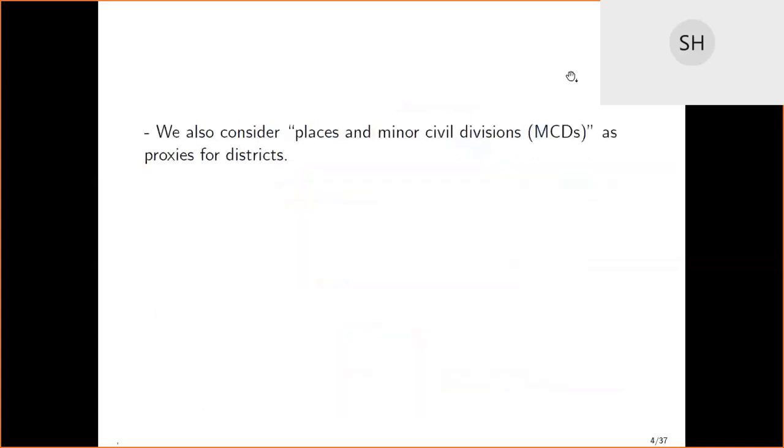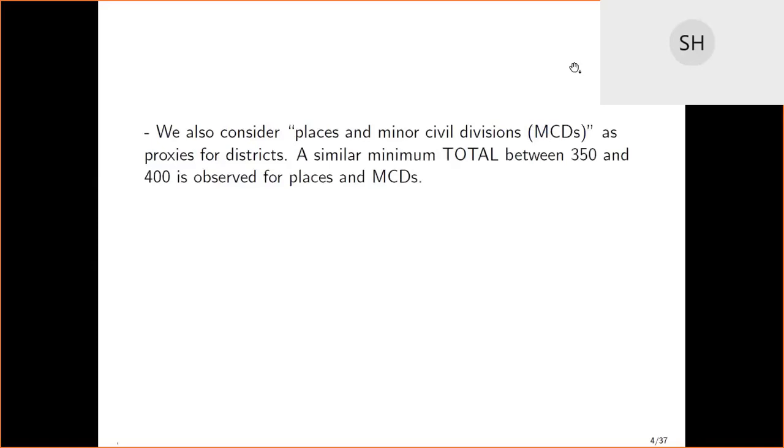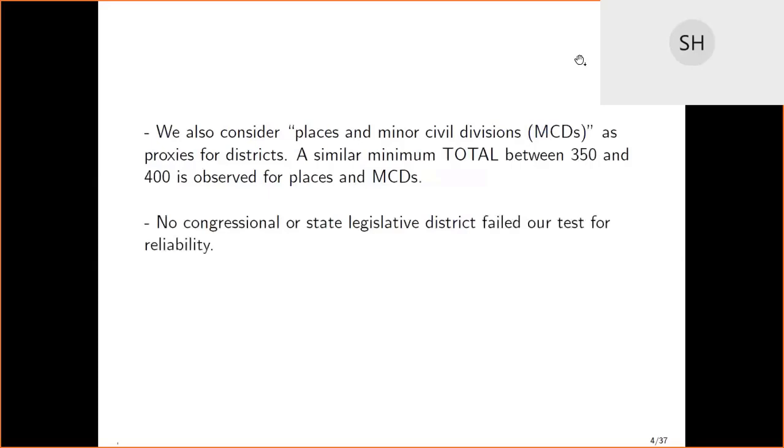In addition, we consider places and minor civil divisions as proxies for districts. A similar minimum total between 350 and 400 people is observed for places and MCDs. We also looked at congressional and state legislative districts across the entire country. No congressional or state legislative district failed our test for reliability.